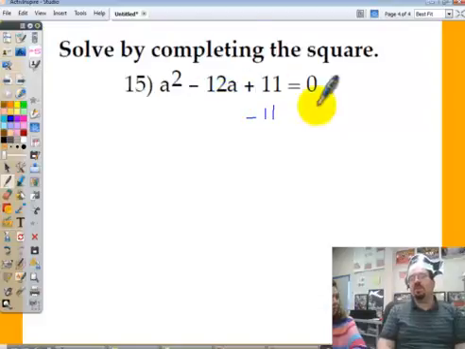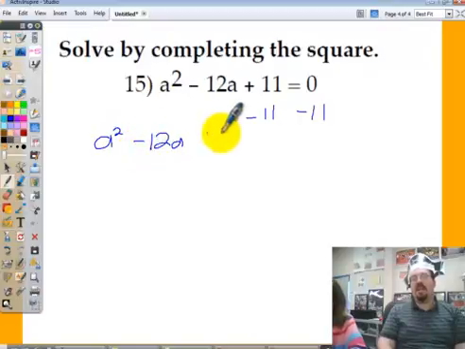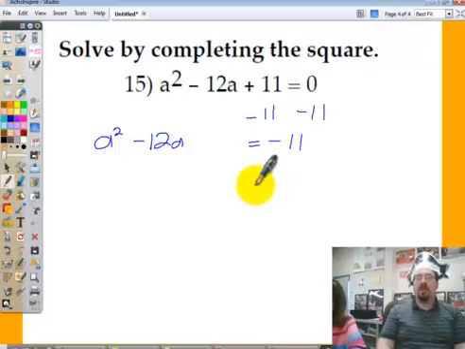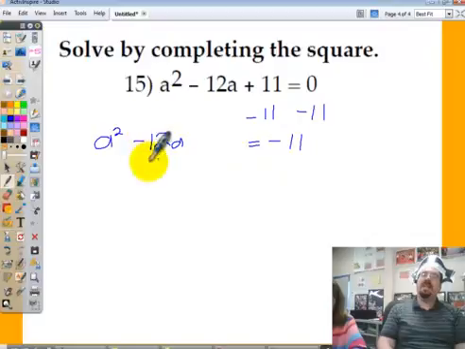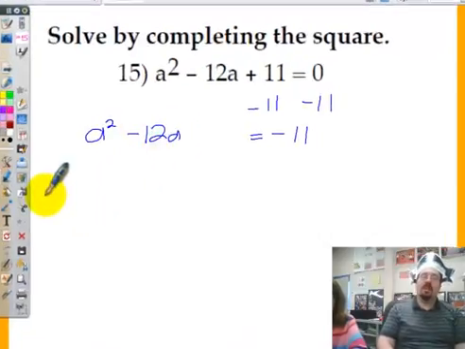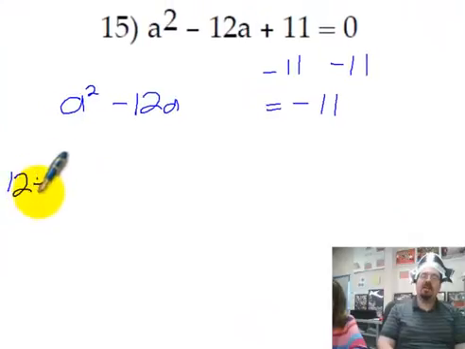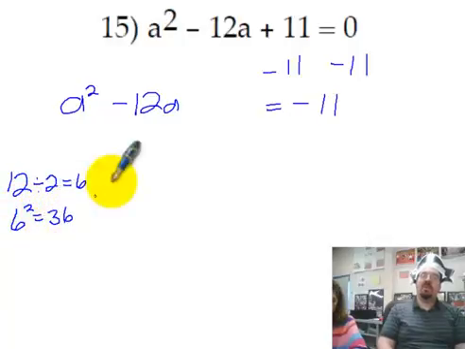So the first thing I want to do to complete the square, I'm going to move the 11 over. So I get a squared minus 12a, and then I leave a space, and then I have negative 11. Okay? And then you look at the b term, the thing next to your non-squared variable, and you do half b, which is 6, and then square b, which is 36, and then add b to both sides.